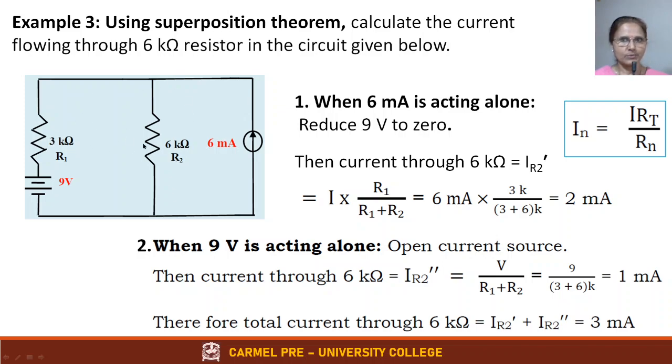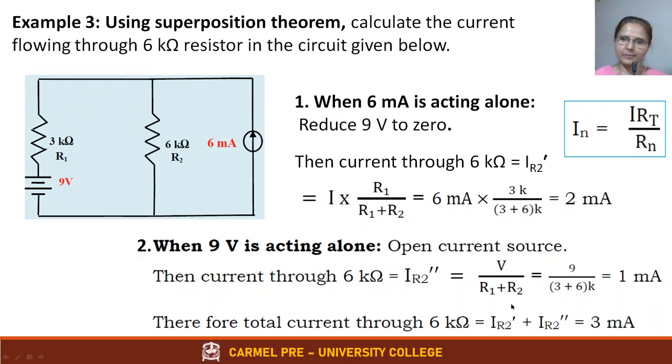So when they are in series, what do we do? We add them. 3 kilo plus 6 kilo is going to be 9 kilo ohms with 9 volts. So what will be the current flowing? 1 voltage source and 9 kilo ohm resistor. 9 divided by 9 kilo will be equal to 1 milliamps. So that is what is written here.